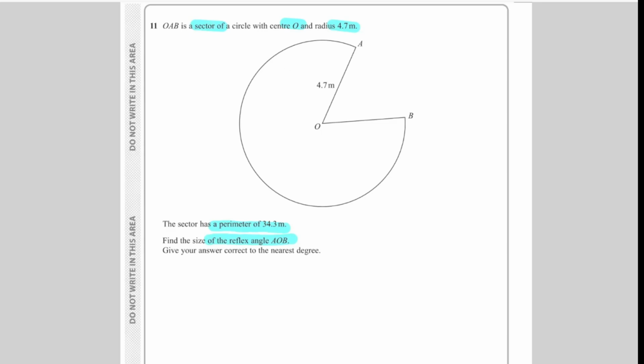Now, what is a sector? Let's say that you have a circle like this, and you cut out a part like this. This is your center, and the center should be labeled with O. This is a radius, this is a radius. Now, you are cutting out this part.